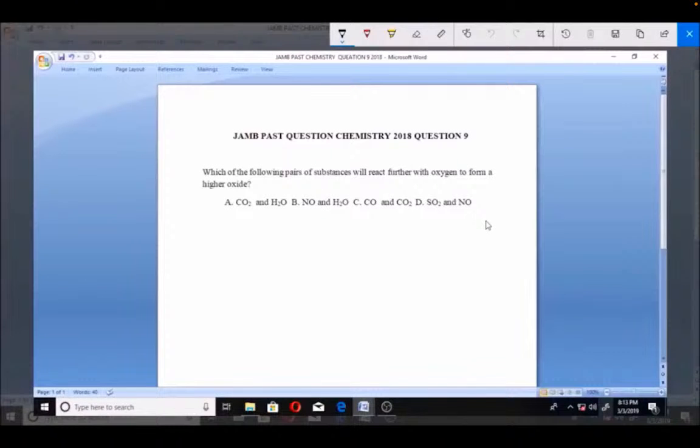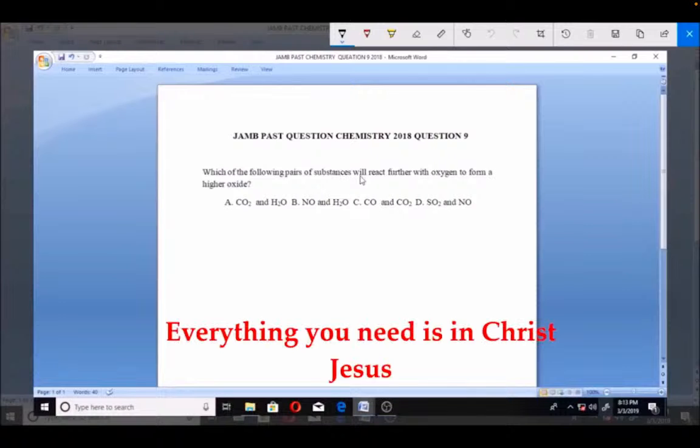Now let's look at question number 9 for JAMB past question chemistry 2018. Which of the following pairs of substances will react further with oxygen to form a higher oxide?